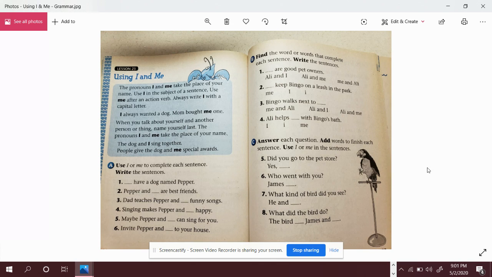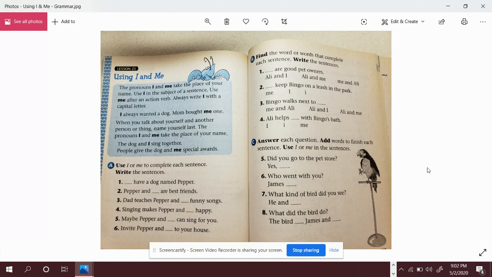Part B, you're choosing the correct answer. Blank are good pet owners. The answer would be Allie and I. Number 2, blank keep Bingo on a leash in the park. It would be I, and make sure it is the I using the capital letter. Bingo walks next to blank. Bingo walks next to Allie and me. Allie helps blank with Bingo's bath. Allie helps me with Bingo's bath.